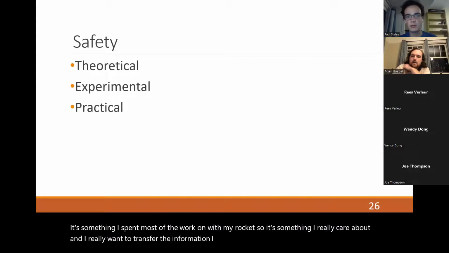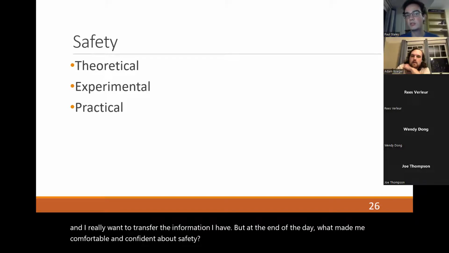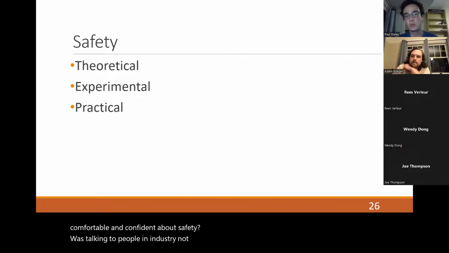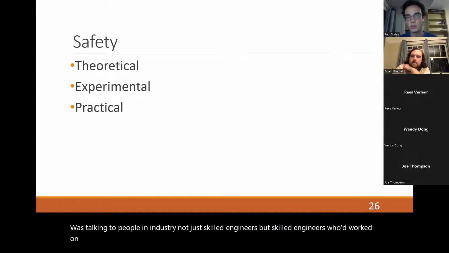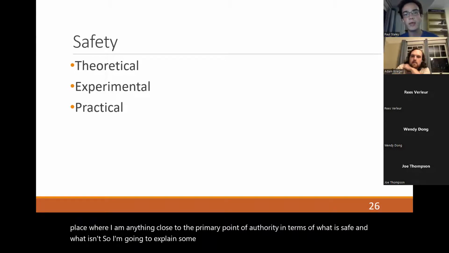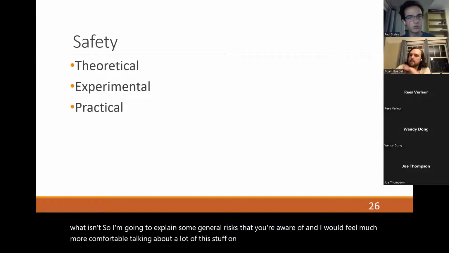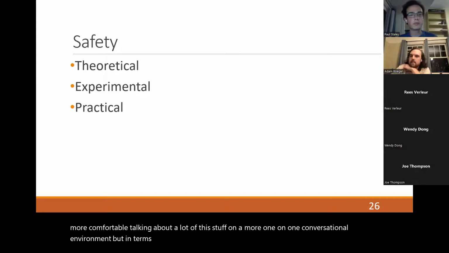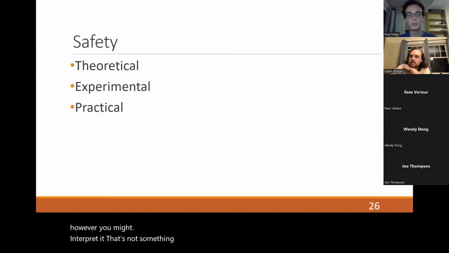But at the end of the day, what made me comfortable and confident about safety was talking to people in industry, not just skilled engineers, but skilled engineers who'd worked on exact systems that were very closely comparable. And I don't want to put myself or you in a place where I am anything close to the primary point of authority in terms of what is safe and what isn't. So I'm going to explain some general risks that you should be aware of, and I would feel much more comfortable talking about a lot of this stuff in a more one-on-one conversational environment. But in terms of me just putting information on the screen and you interpreting it however you might interpret it, that's not something I think would be responsible for me to do.